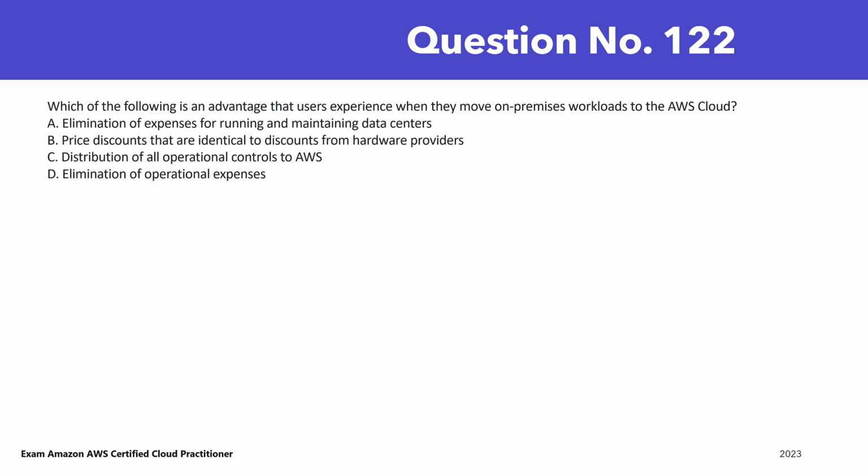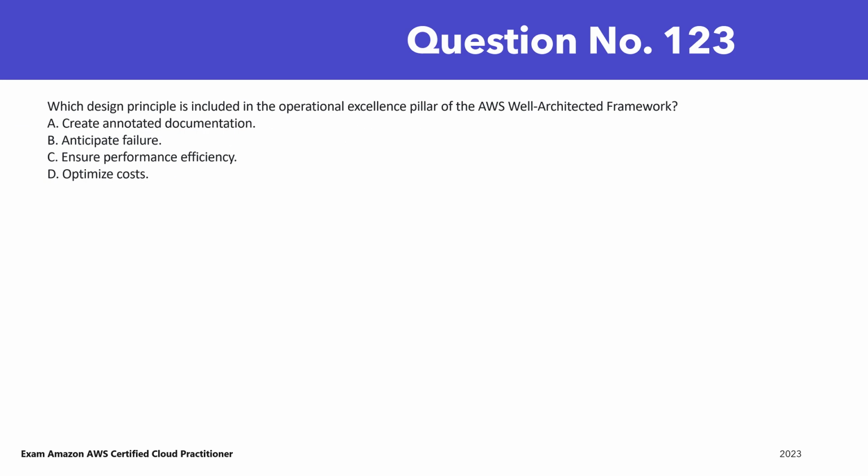Correct answer, A. Which design principle is included in the operational excellence pillar of the AWS Well-Architected Framework? A. Create annotated documentation. B. Anticipate failure. C. Ensure performance efficiency. D. Optimize costs. Correct answer, B.